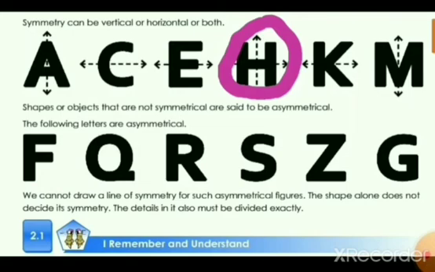The following letters are asymmetrical: F, Q, R, S, Z, G are asymmetrical in shape. We cannot draw a line of symmetry for such asymmetrical figures, so we cannot cut them into half. Even if we draw a line, they will not match with the other part. So the shape alone does not decide its symmetry. The details in it must also be divided exactly, that means both the parts should match exactly.